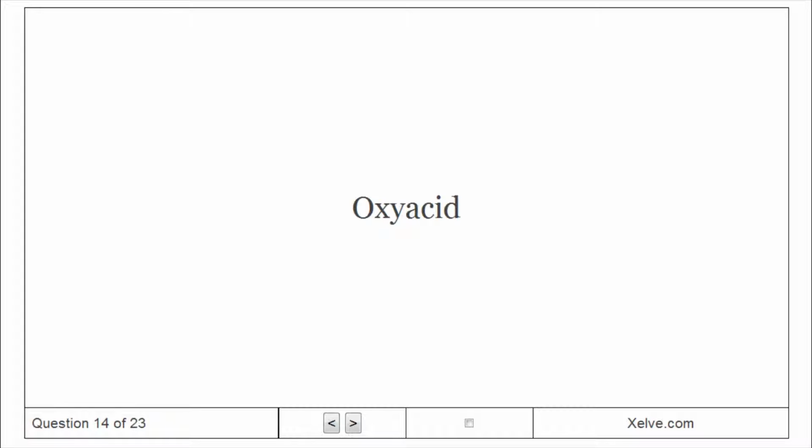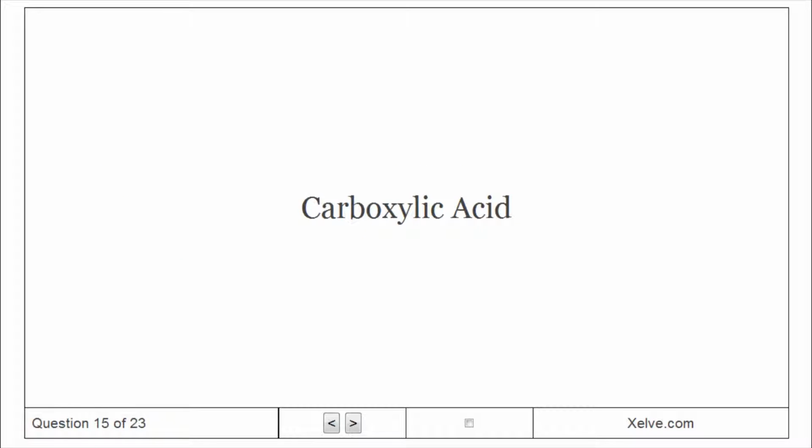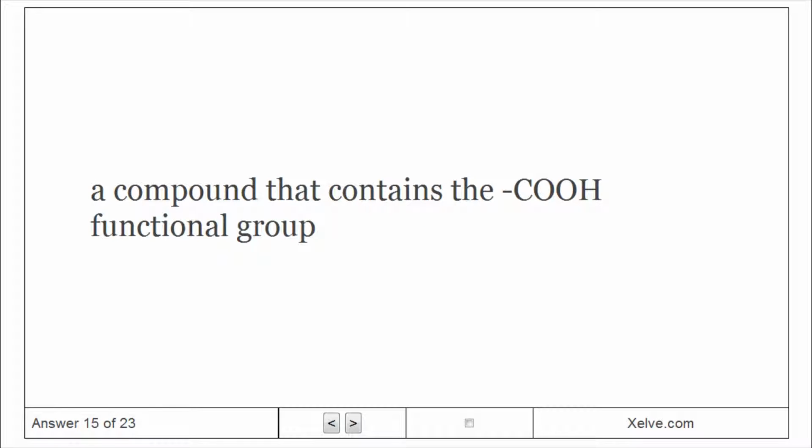Oxyacid. A compound in which one or more OH groups, and possibly additional oxygen atoms, are bonded to a central atom. Carboxylic acid. A compound that contains the COOH functional group.